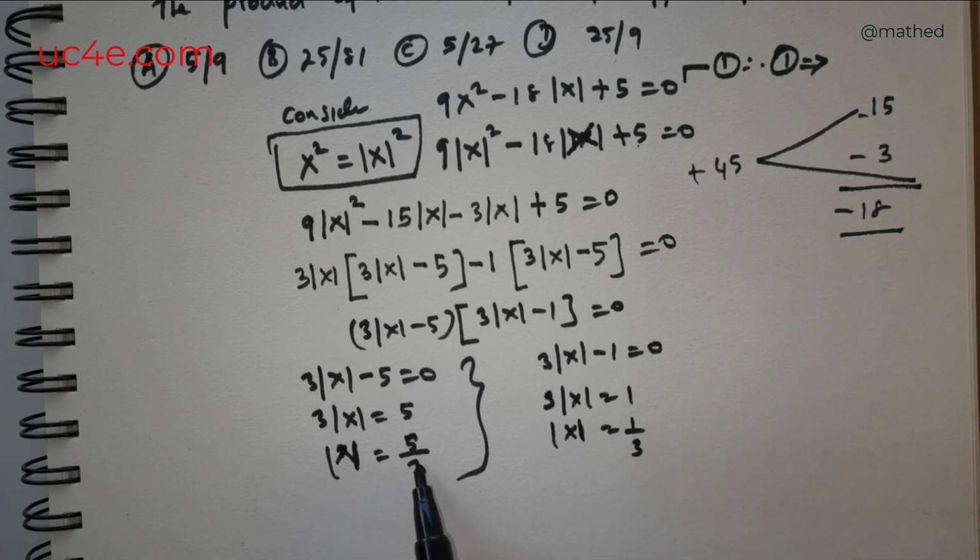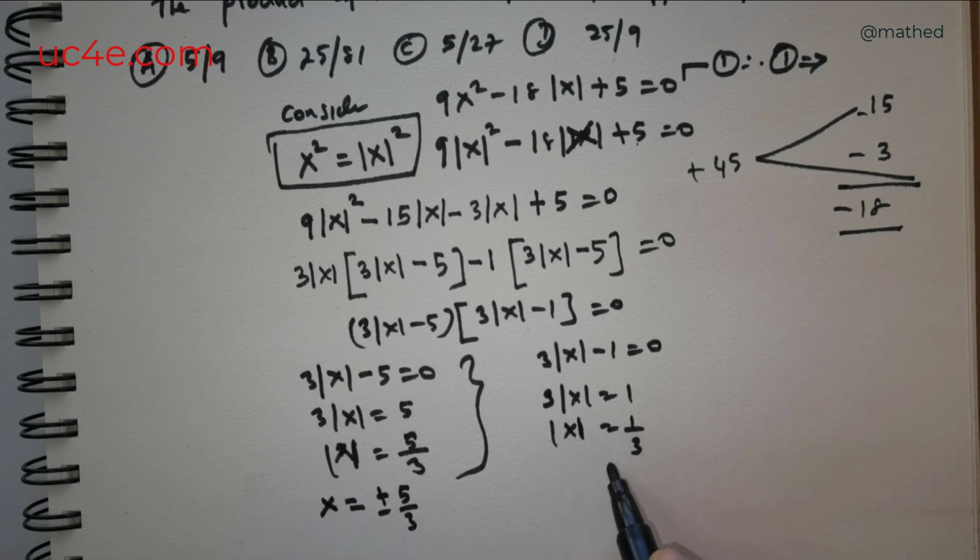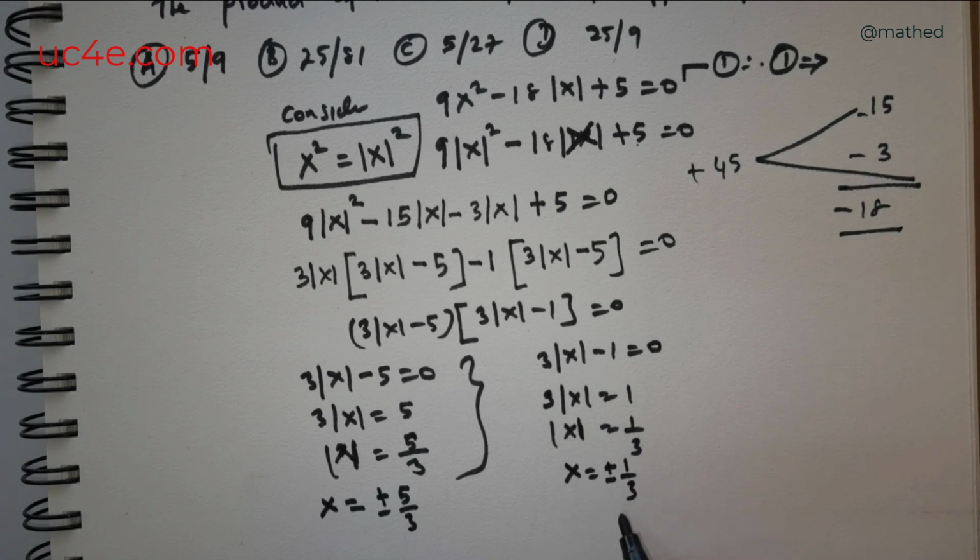Now modulus of x is equal to 5 over 3. We are expected to find the values of x. So x is going to be plus or minus 5 over 3. So 2 roots are there. Modulus of x is equal to 1 over 3, so x is going to be plus or minus 1 over 3. So another 2 roots are there.